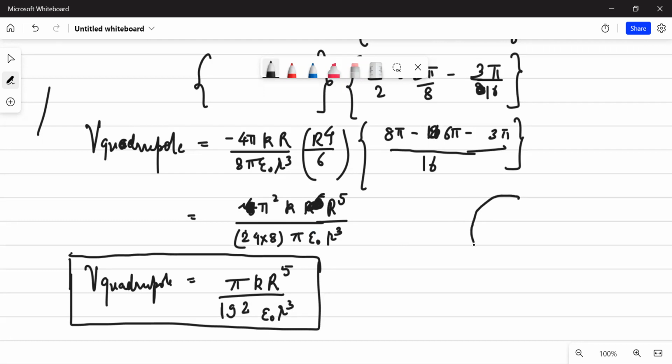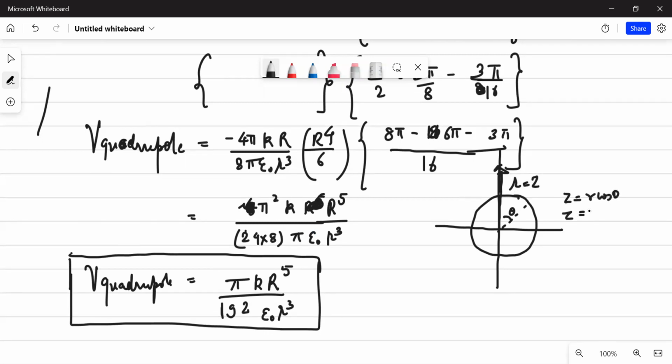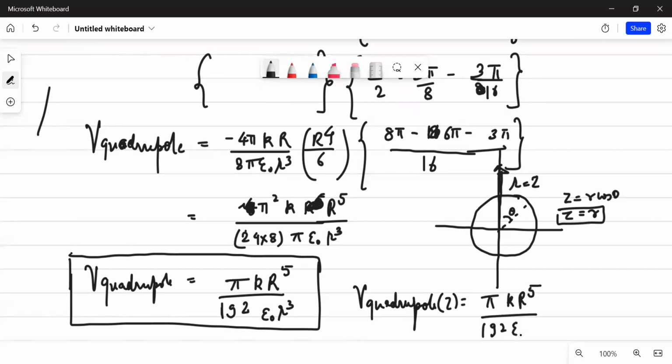And see what we wanted to find: we wanted to find at any distance on the z axis. So let's say this is your sphere and this is your z axis. Even on the z axis, if I want to take this r, instead of writing r you can write z only, because when theta is equal to 0 only then z is equal to r. z is r cos theta, so if you put theta as 0, z will be equal to r. So on the z axis your quadrupole as a function of z would come out as pi k upon r to the power 5. I hope this is the answer, you just verify on your own.